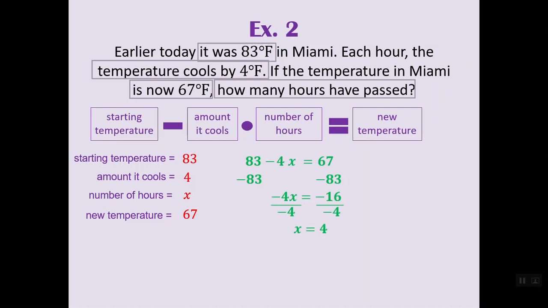So what's X standing for? The number of hours. So we say 4 hours have passed if the temperature is 67 degrees Fahrenheit. Remember, that's a full sentence. It has a subject, it has a verb, it has a period at the end.